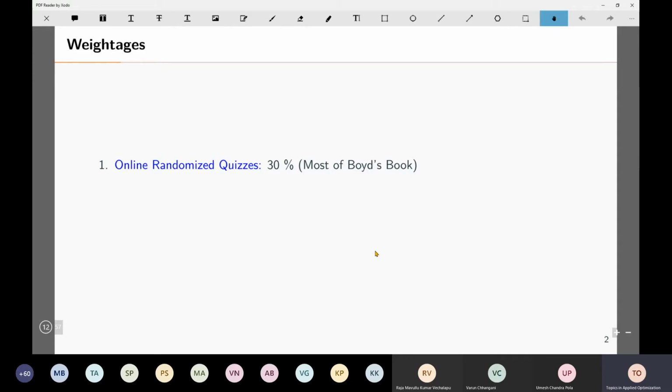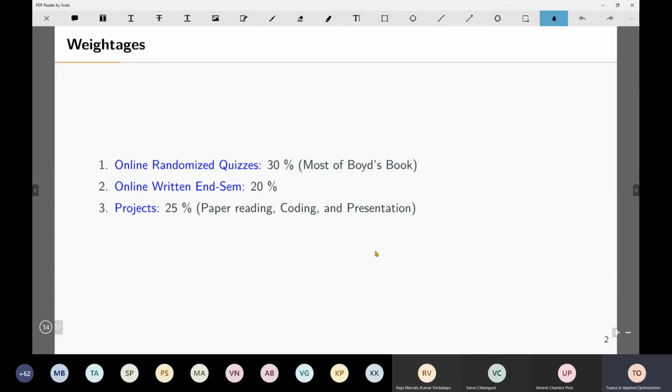Obviously you cannot do this offline. You cannot say, oh, I missed the classes, so I cannot give the quiz. Then you won't get those marks. These are the consequences of the online format. And you will have an online written exam. That will be 20%. I plan to do only one exam, which will be a 30-minute or 45-minute written exam.